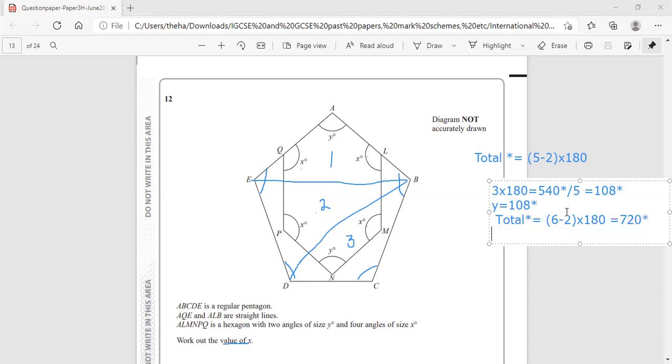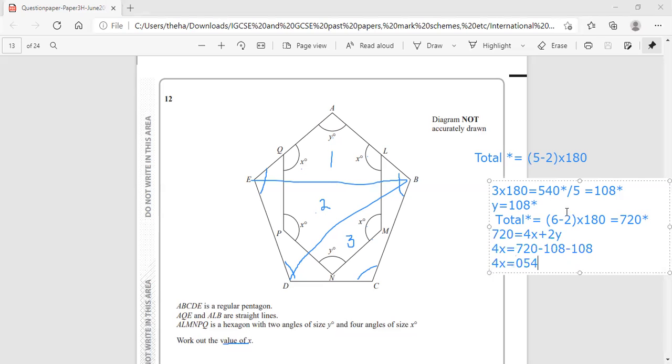So we've got 720 equals 4x, because there's 4x inside that shape, plus 2y. Then again, doing some simple algebra, we'll have 4x equals 720 minus 2y, but we know what y is. y is 108, so we do minus 108 minus 108, so we get 4x equals 720 minus 108 minus 108, which gives us 504.